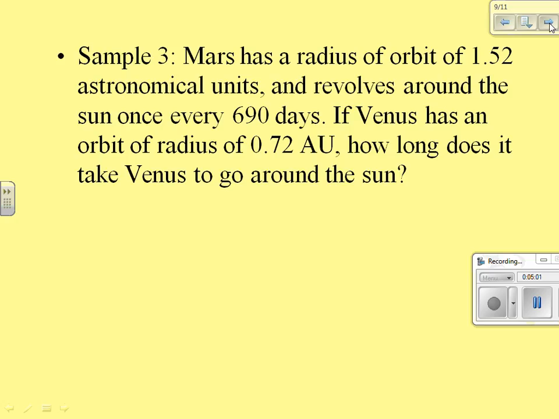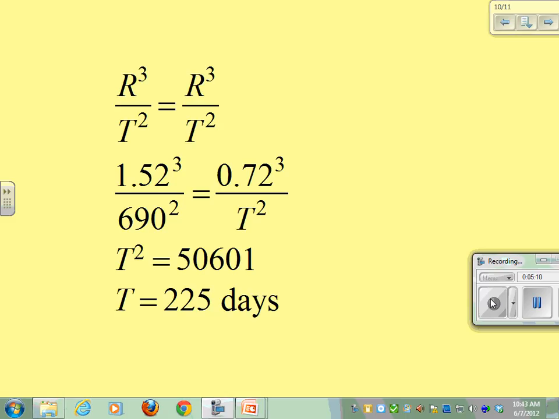If Venus has an orbital radius of 0.72 astronomical units, how long does it take Venus to go around the sun? What did you get, Stefan? Yeah, I got 326.8. Oh, we didn't use the r cubed over T squared.